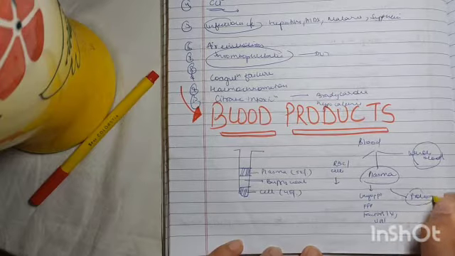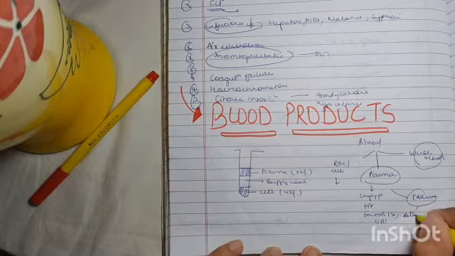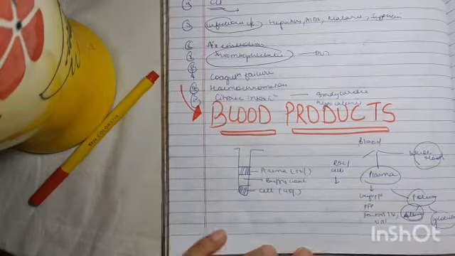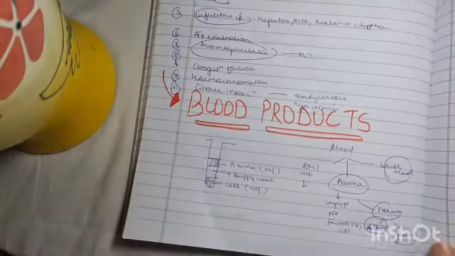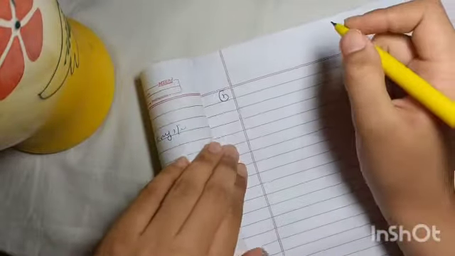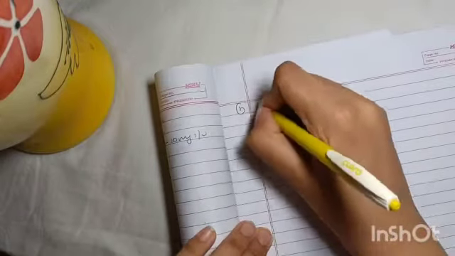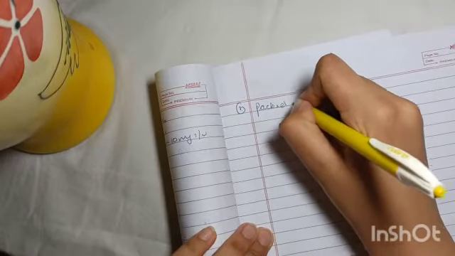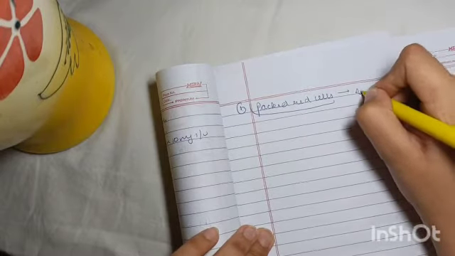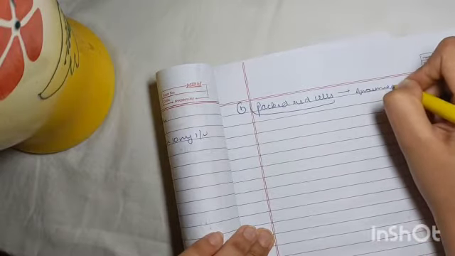Now in proteins, we have the albumin and the globulin. Globulin is also important, albumin is also important. I'll tell you their importance as we proceed further. So first of all, the first blood product that we will discuss is the packed red cells. Now these are usually given in anemia patients. Now how is it formed?